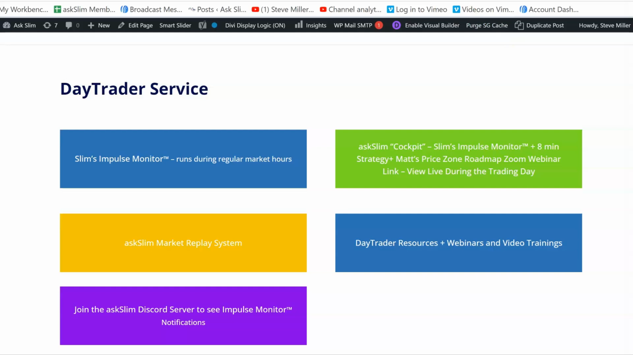I've scrolled to the DayTrader system. It's up near the top of the dashboard. And I want to go specifically to the replay system.